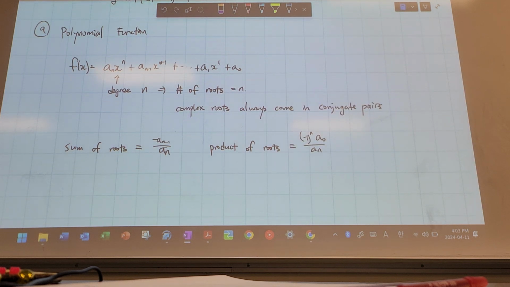So here we see that the sum and the product are always real numbers, right? Even if you have complex roots, because they come in conjugate pairs, if you add the two conjugates together, the result is real. If you multiply two conjugates together, the result is also real. So you have to know that fact.